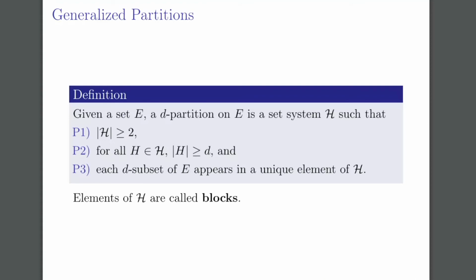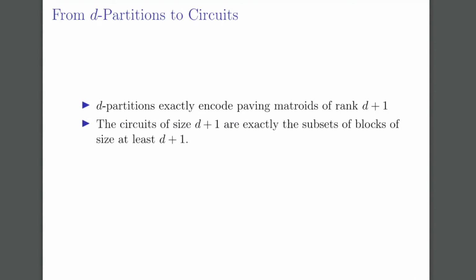It says that the D-subsets appear in a unique block or element of my d-partition. So the elements of my d-partition are going to be called blocks. And why do we care about these things? It turns out that d-partitions exactly encode paving matroids of rank d+1. So these are equivalent definitions. This is what makes paving matroids very nice. I'm not going to tell you how to go from the circuits of a paving matroid to a d-partition. What's more important is knowing how to go from a d-partition to the circuits.